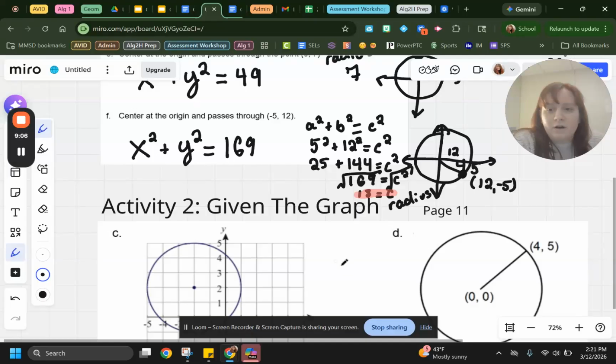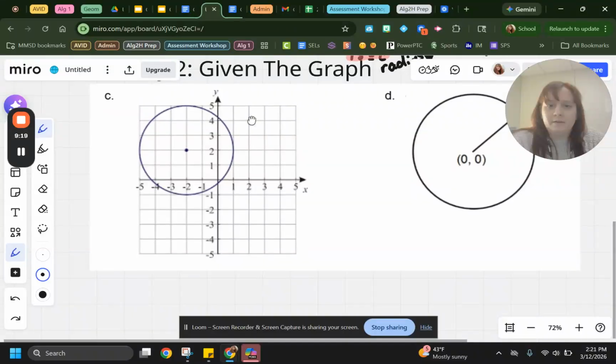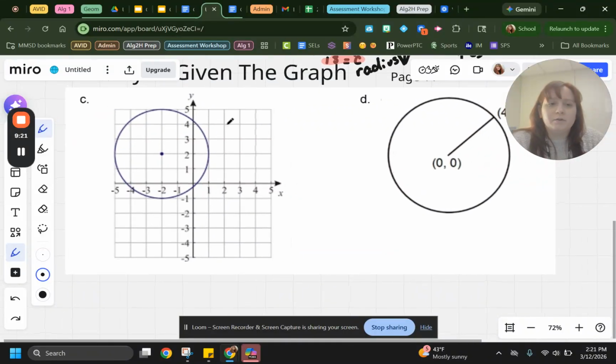And now we're going to move on to page 11. I'm only going to go through 2 questions on page 11, so feel free to look through those. But I'm going to go ahead and start going through these with us. Okay, I'm only going to go through questions C and D.